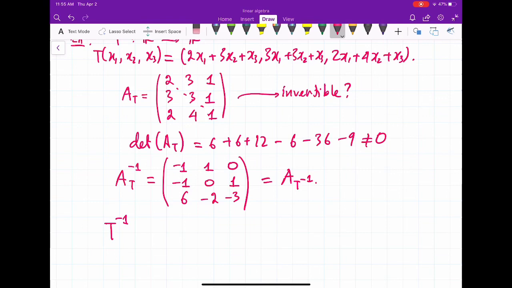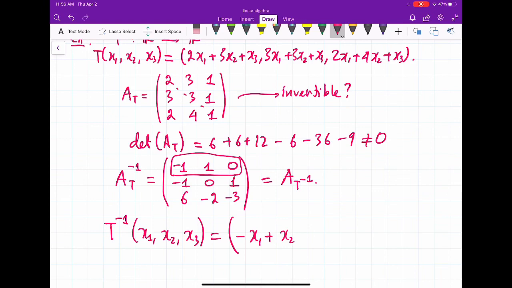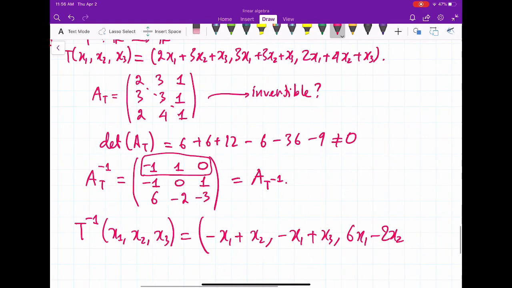T to the negative 1 of (x1, x2, x3) is nothing but negative x1 plus x2. So I just pick the coordinates of the first row, right? And here is negative x1 plus x3 and 6x1 minus 2x2 minus 3x3. That's how we can find the inverse of a linear transformation if it exists.